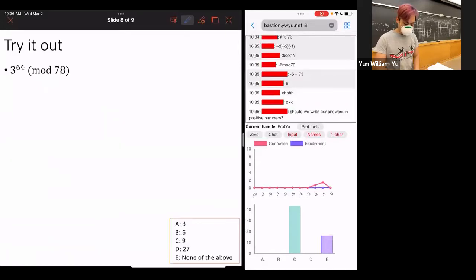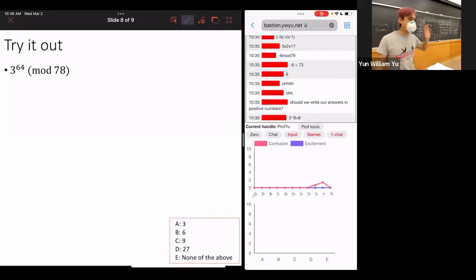Okay. Now for the fun stuff. What is 3 to the 64 mod 78? I think I made this big enough that your calculators won't work. But I'm not actually sure. I don't actually know how big your calculators are. So I'm hoping I made it big enough. Don't worry. I made sure that the one on your midterm is too big, so you can't use your calculator for that one. At least I can't use my calculator for that one.